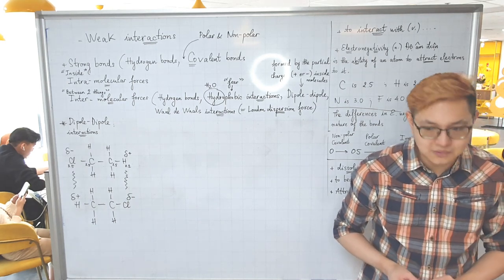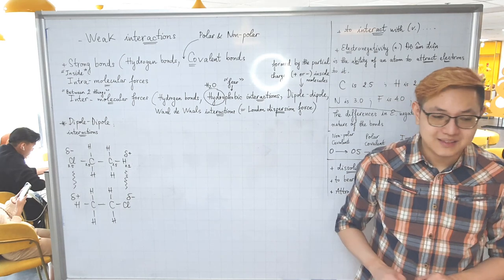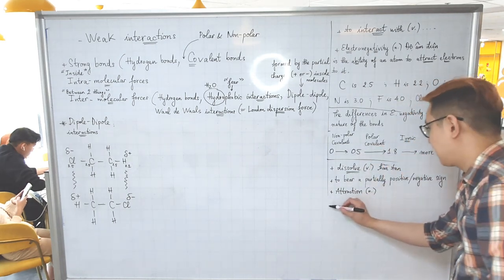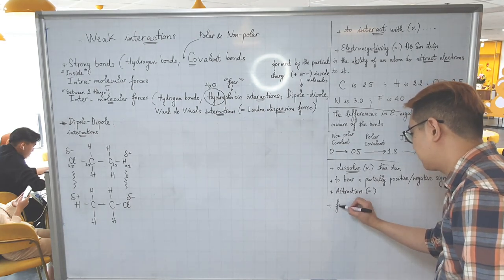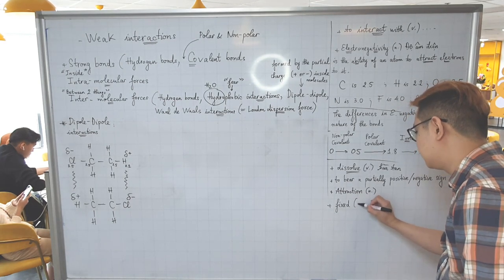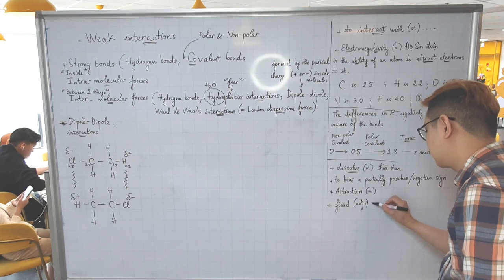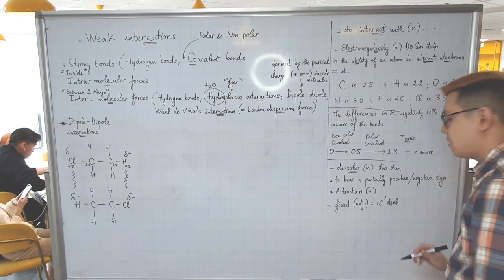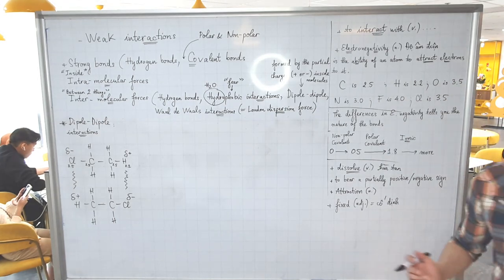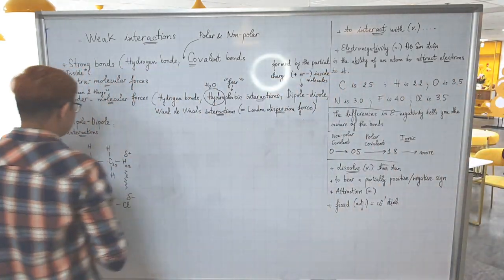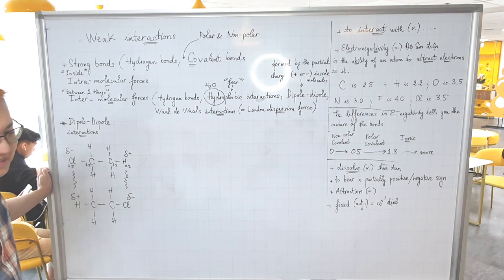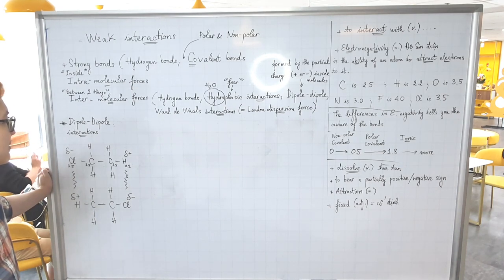So, the dipole-dipole is not fixed. Nó không cố định nha, nó sẽ biến đổi, they will change. But it's not a very strong interaction anyway. Nó không mạnh nha, nó gọi là interaction. Okay, what else do we have?